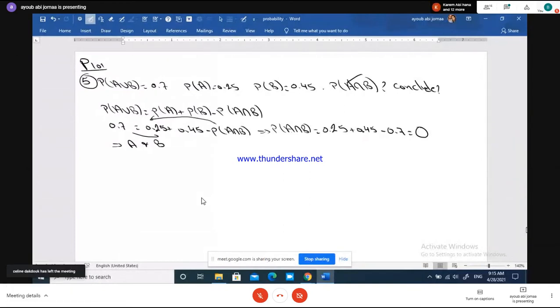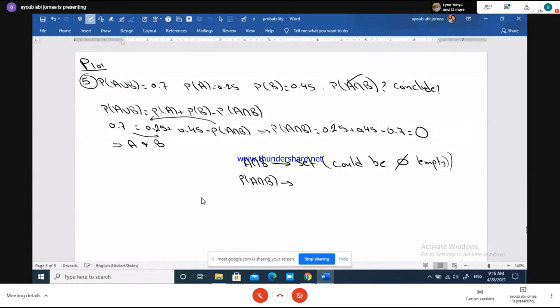Differentiate between two things. A intersection B is a set and could be empty, while probability of A intersection B is a number. A number is not a set. Numbers like 1, 2, 3, 0.1, 0.2. Of course, probability is a number, but this number belongs to the interval 0, 1, not outside this interval. It's impossible. This is a set, this is a number.